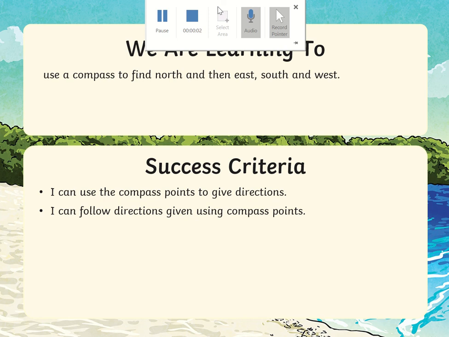Good morning. So today we are learning to use a compass to find north and then east, south and west. So to be successful, this is our criteria. We are going to be using the compass points to follow directions and also give directions to where certain things are.